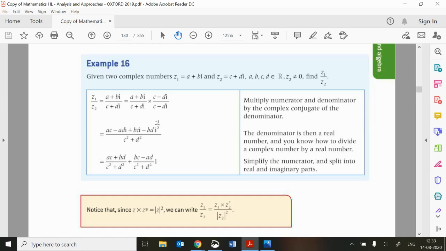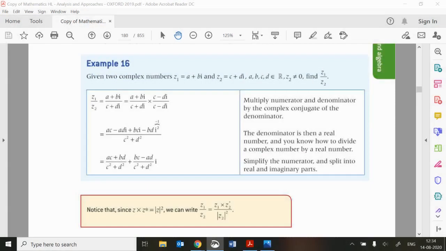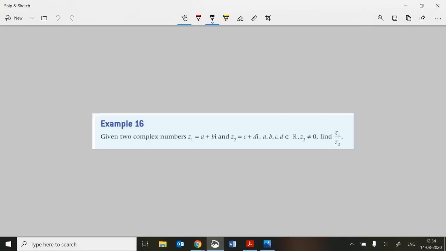It says example 16. So example 16 is very similar to what we were talking about before. It says, given these two complex numbers where z2 is not equal to 0, so when we're not dividing by 0, and a, b, c, and d are all real numbers, so the coefficients are all real numbers, find the division of these two things. Okay, so now we're working in algebra, and this is a good one to stop and do yourself, and then check with the answer in a moment.